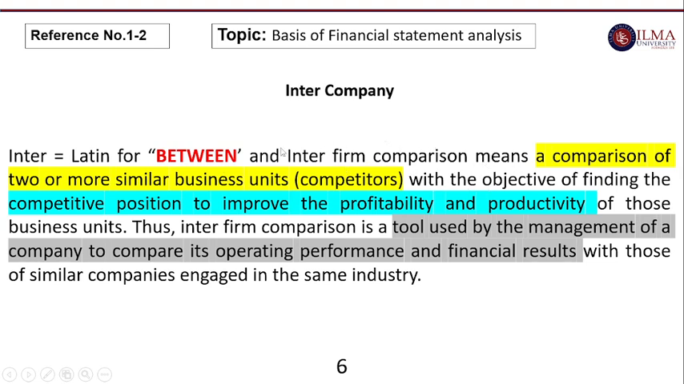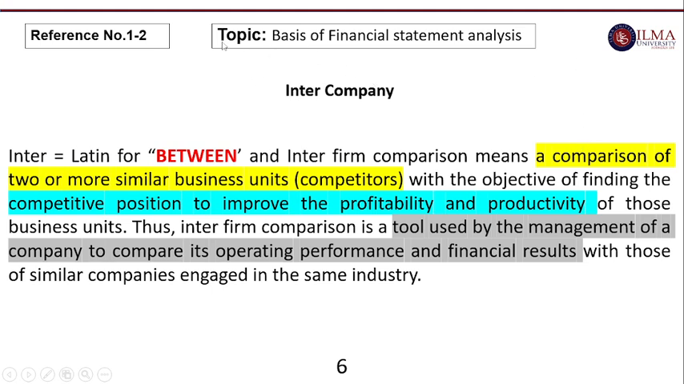Interfirm comparison means a comparison of two or more similar businesses. Like there are two companies, company A and company B. The comparison of A with B is known as intercompany. Both companies do the same business, for example making beverages. Company A is Pepsi and the second company, B, is Coke.